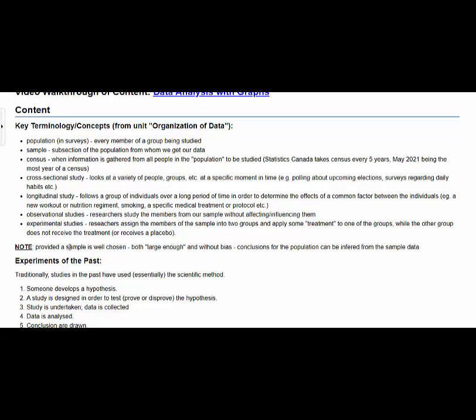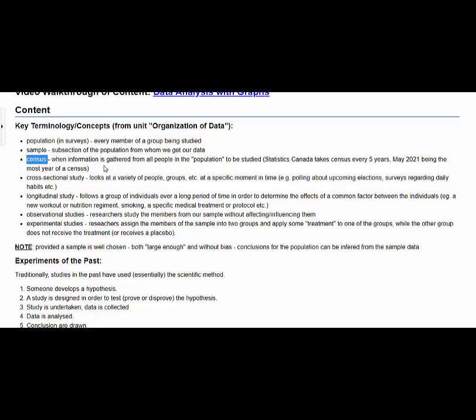And I'll sort of state down here, provided a sample is well chosen and large enough and without bias. Bias is from that previous unit as well. Conclusions for the population can be inferred from the sample data. Meaning if I do a good job of choosing my sample, I make sure there's enough people in it and it is representative of everybody in the original population, then it's going to be fine to make conclusions about the overall group as well.